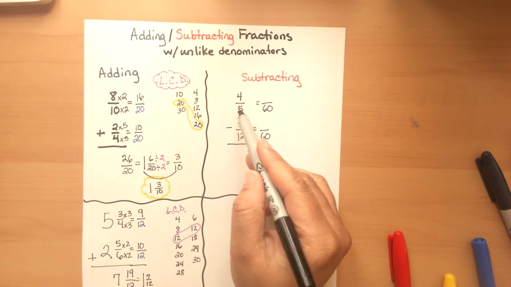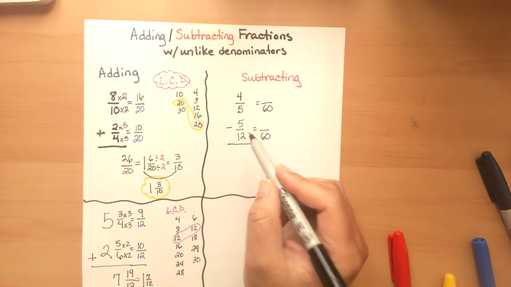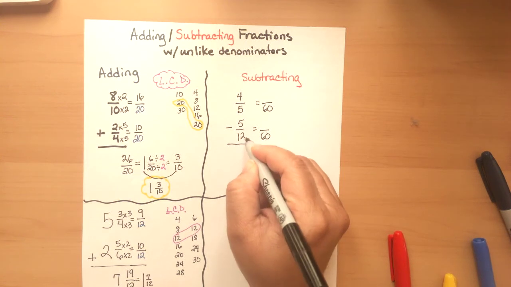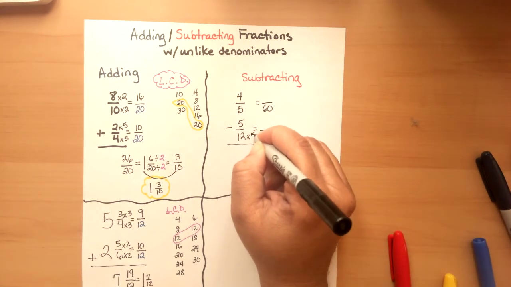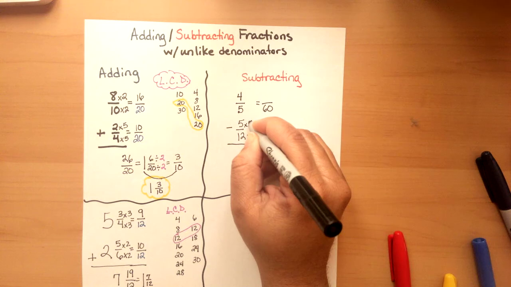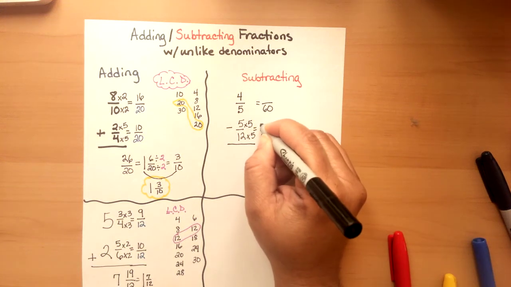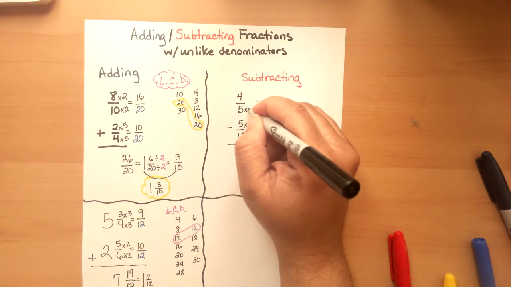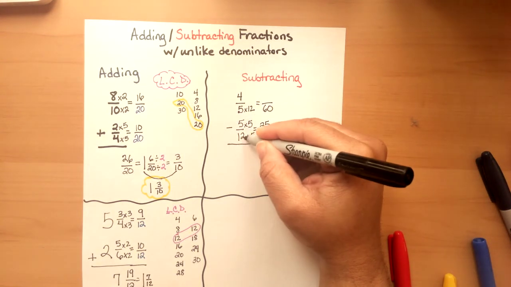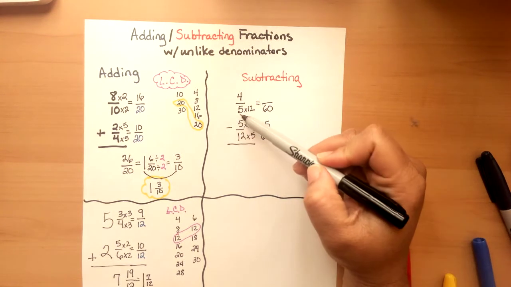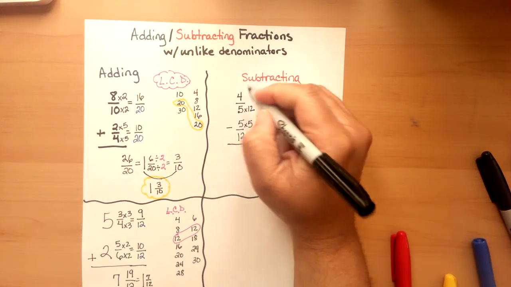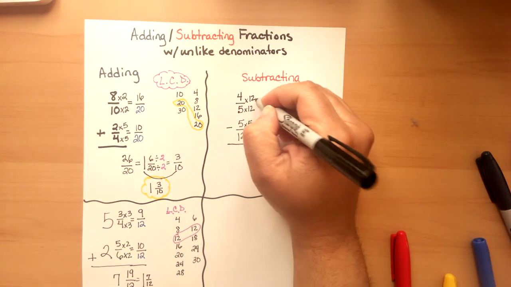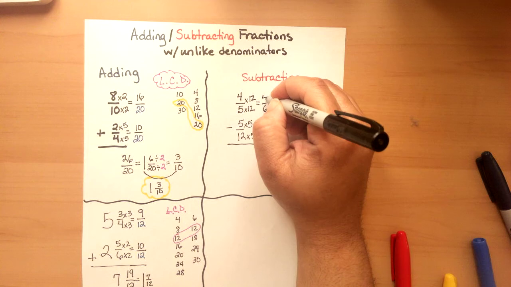They become the magic number for the opposite. So 12 times 5 is 60. 5 times 5 is 25. Now my magic number here is 12, which was the denominator of the other one. 5 times 12 is 60, and 4 times 12 is 48.